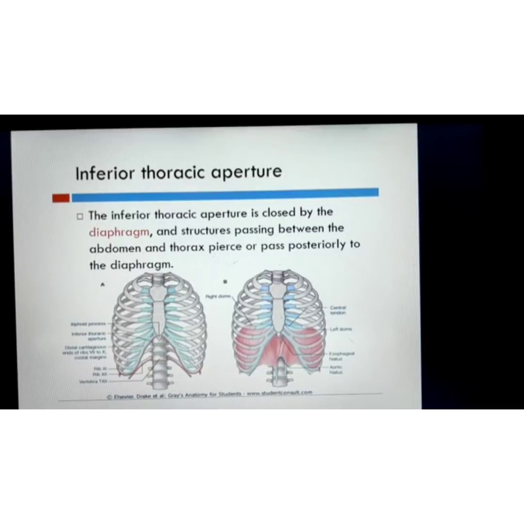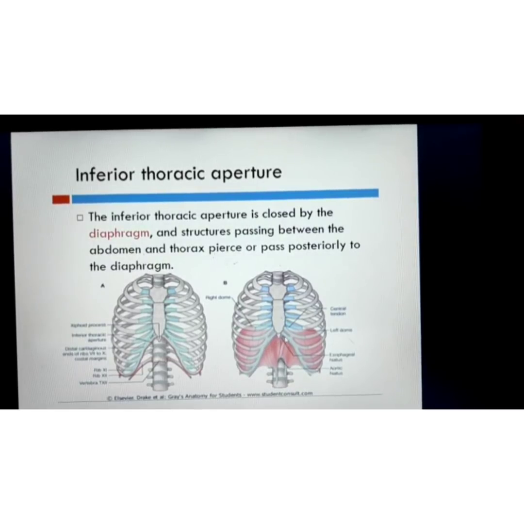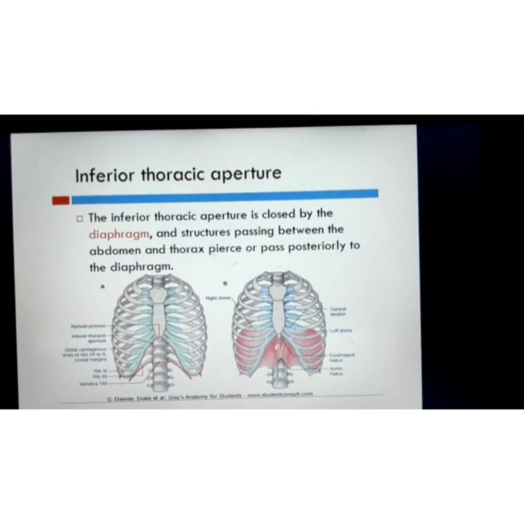The anterior boundary of the inferior thoracic aperture is V-shaped and is formed by the xiphoid process, the 7th, 8th, 9th and 10th costal cartilages, and this boundary passes downwards and laterally from the xiphoid process, which is known as the costal margin.